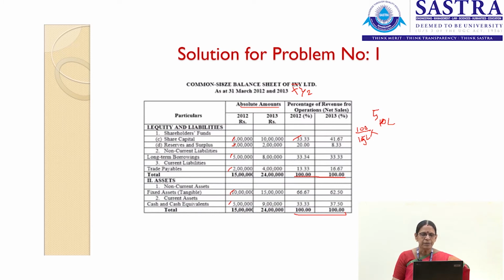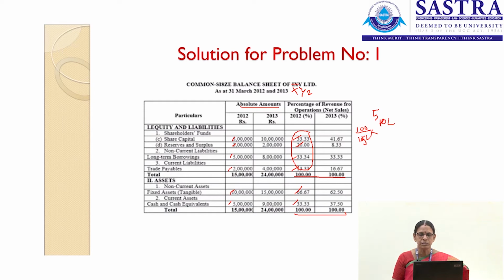The same way, 15 lakhs converted into 100, and 3 lakhs will be 20%. Same way for long-term borrowings, we will have 33.33% and trade payables as 13.33%. So when you add all these items, we will get 100 as your total. Same way, if 100 is 15 lakhs, what is 10 lakhs? 66.67. 5 lakhs is 33.33. See to it, we have a total of 100.